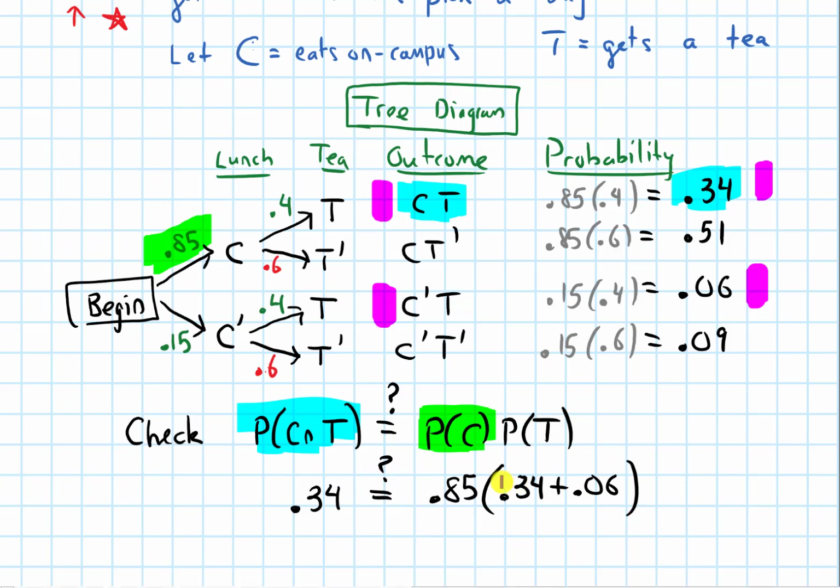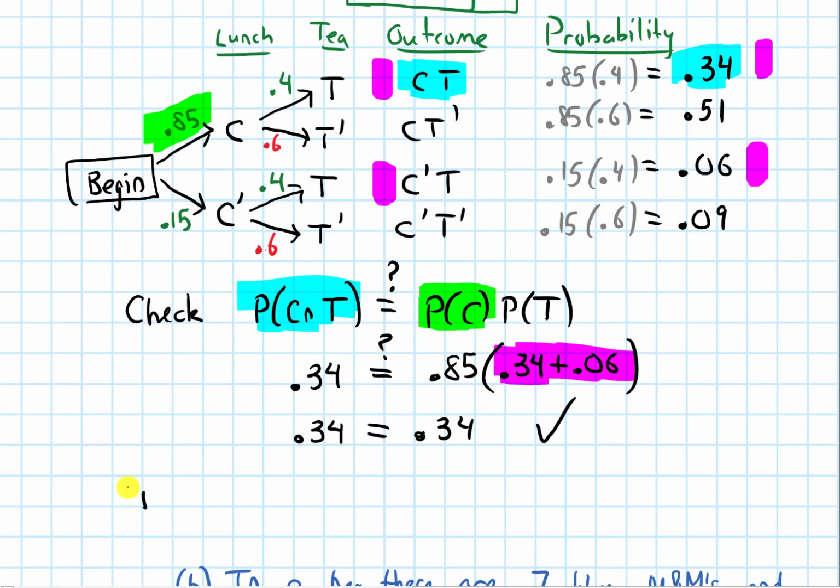Okay, so those are the values in pink there. And if I multiply this, I'll end up getting 0.34 on the right as well as 0.34 on the left. So these are equal, so I'll put a check mark here. Okay, so as a result, we can say that these events are independent.